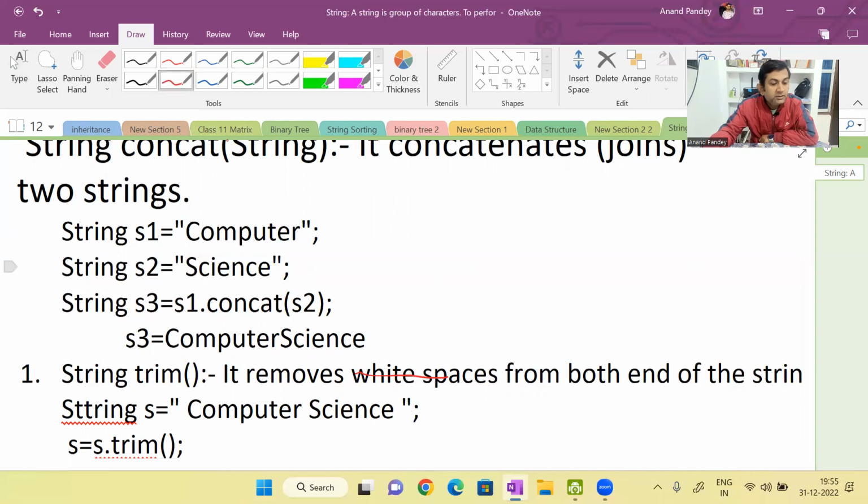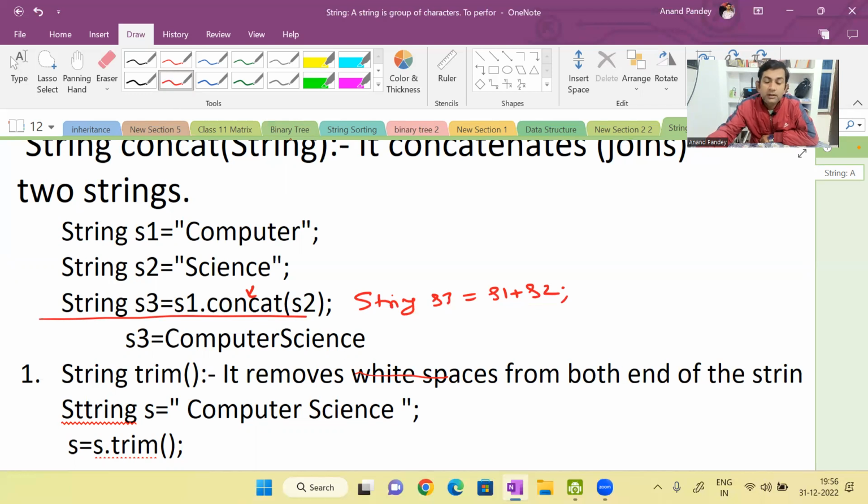Instead of using concat function, this same statement we can write like this: string S3 equal to S1 plus S2. Instead of using the concat function, we can use this operator, and this operator is the concatenation operator. Here it is not working like an addition operator. It is working like a concatenation operator. It will join both the strings. So instead of using concat function in programming, you can use this operator.